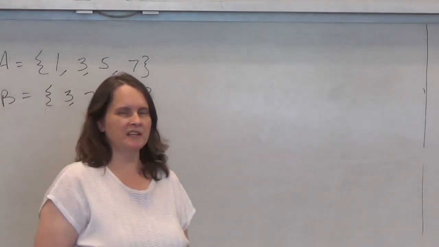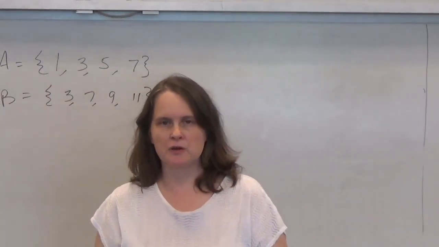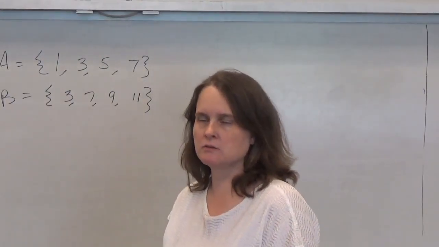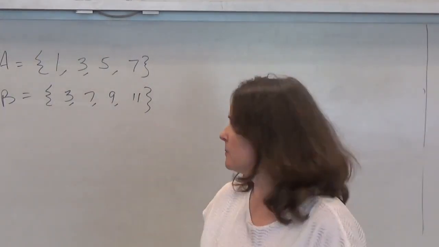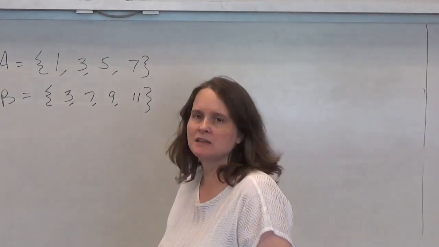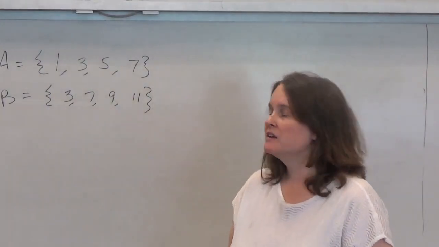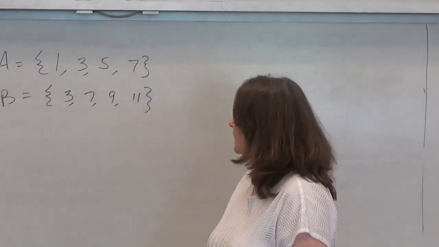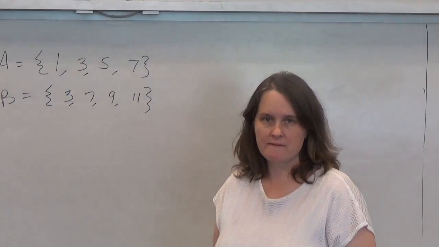The next topic that we need to discuss is intersection and union of sets. To help us understand that, I've given you a very specific example to take a look at. Let's say I've got these two sets. I've got set A, and set A has elements 1, 3, 5, 7. Set B has elements 3, 7, 9, 11.